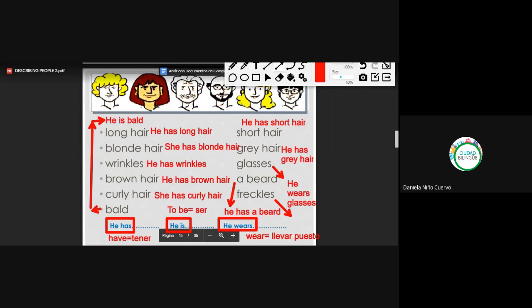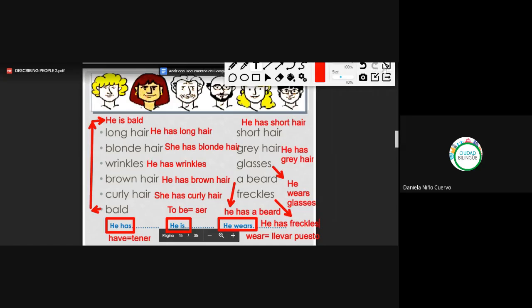And finally, freckles. Students, how do you say freckles in Spanish? Pecas. Pecas. Very good. So, he has. Él tiene. Yes, he has. He has freckles. All right, students, questions, doubts until here? No questions?